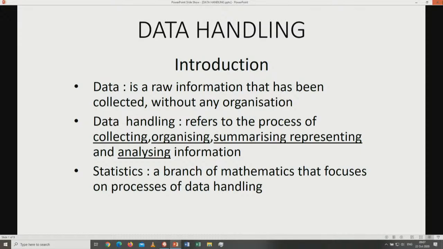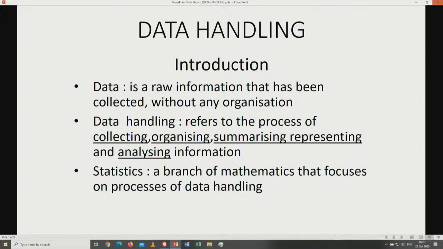Now, let us look at the data handling processes that we have. In data handling, they said it refers to a process of collecting. Before we do anything with data, we need to collect the raw data, or information. After collecting it, we then have to organize it. And then after organizing it, we summarize it, and we take out what we don't need. After summarizing it, we analyze it. And then after analyzing it, that will be a complete data handling cycle.